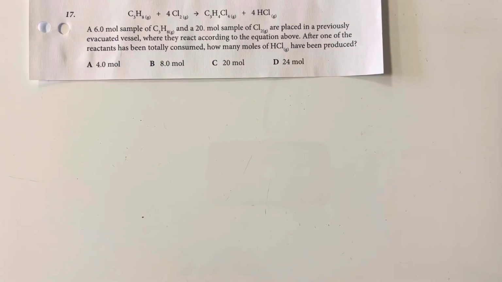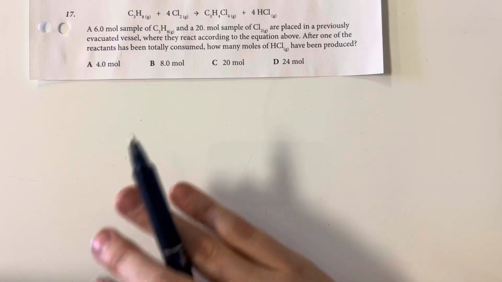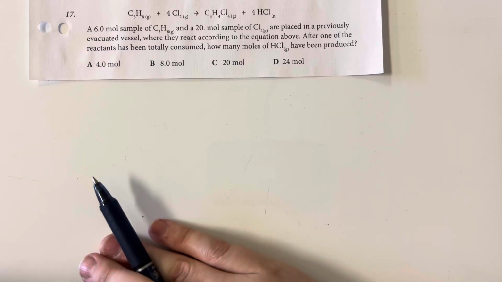A 6 mole sample of C3H8 and a 20 mole sample of chlorine are placed in a previously evacuated vessel where they react according to the equation above. After one of the reactants has been totally consumed, how many moles of hydrochloric acid will have been produced? So this is going to be a question about limiting reagents, so we need to figure out who the limiting reagent is.